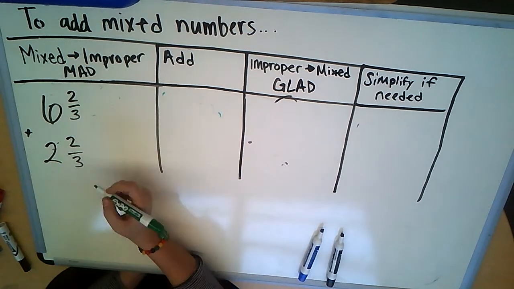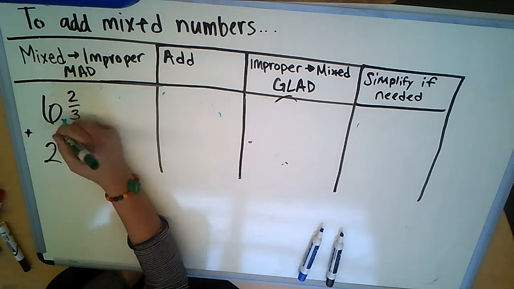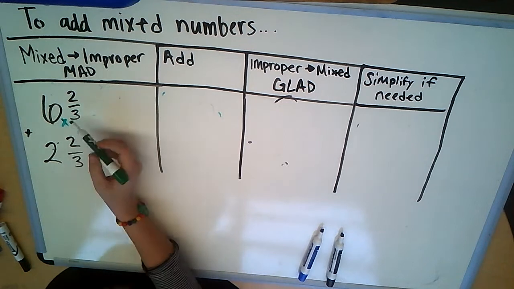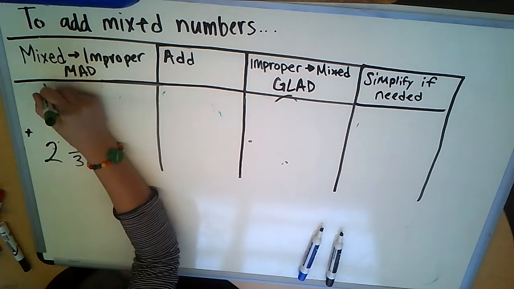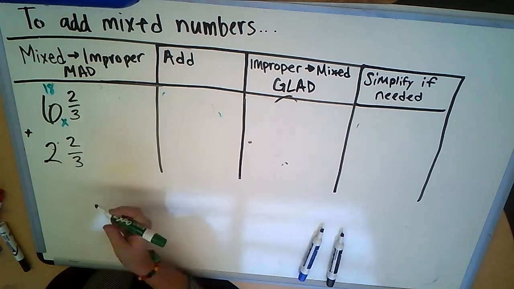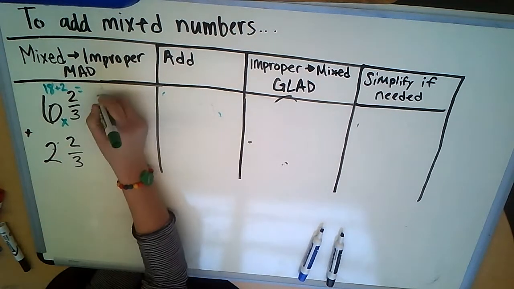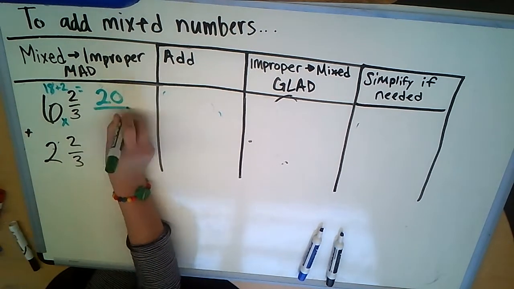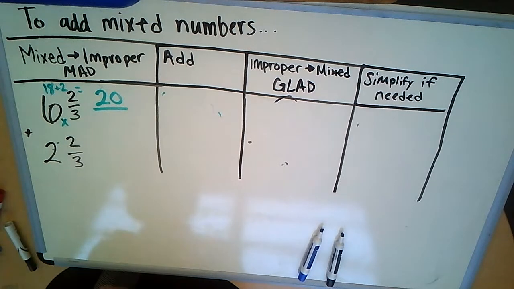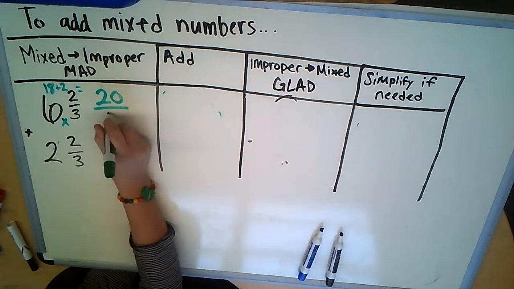So we are going to multiply the denominator times the whole number. 6 times 3 is 18. And we add the numerator of 2. 18 plus 2 is 20. And our denominator always stays the same, 3.